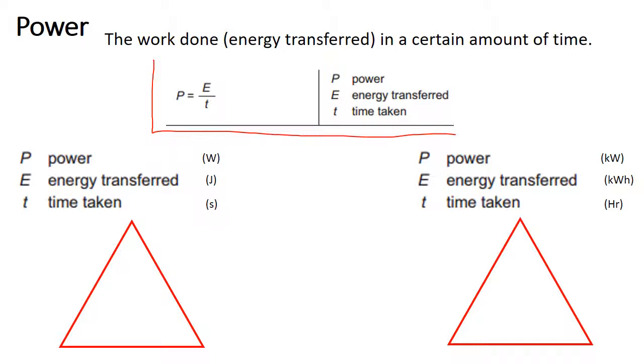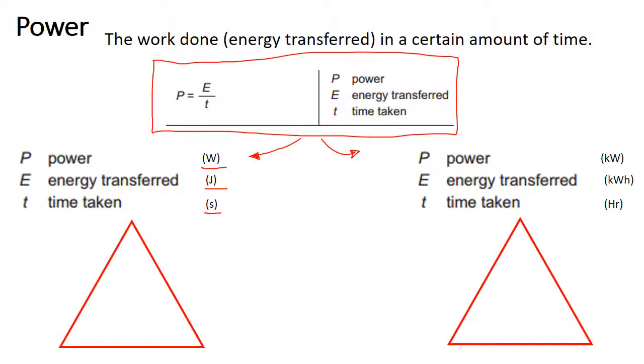Now the equation you need to be able to use for this is as so. So power, energy and time. But the units for this are quite different, because you've got 2 sets of units that you could possibly use. Now it could be that you've got an appliance that uses watts, or the power is measured in watts. Now if you've got an appliance that's measured in watts, your energy transferred will always be in joules and your time taken will always be in seconds.